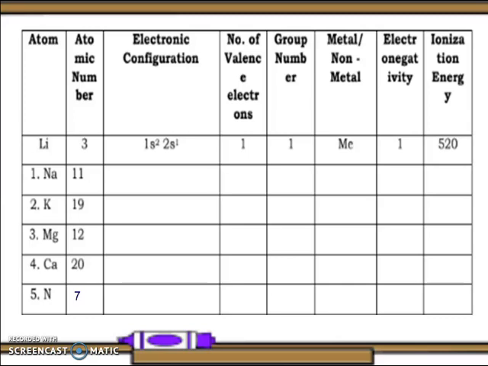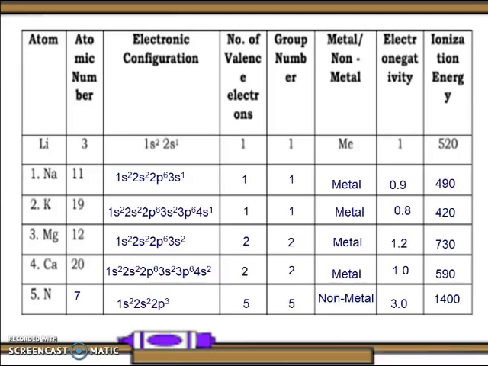Now fill in the table with the given information. The first atom is given as a sample. Refer to the given illustration of ionization energy and electronegativity. You may pause the video to answer this. Now here's the answer.